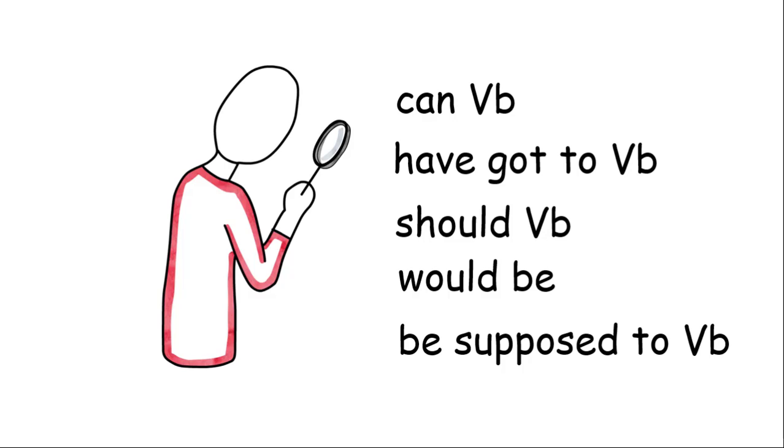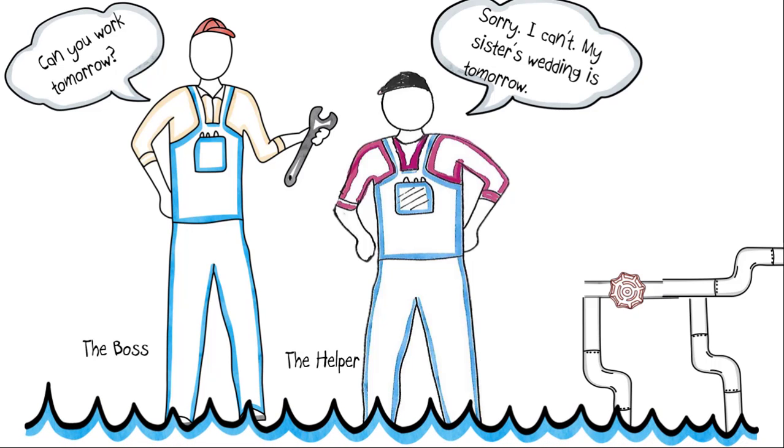Probably the most useful modal X word is can. With can, you can tell if you're able to do something or not. Can you work tomorrow? Sorry, I can't. My sister's wedding is tomorrow. Notice the pronunciation. Can is not stressed in the affirmative sentence. Can you work? It is stressed when you use the negative. Sorry, I can't.